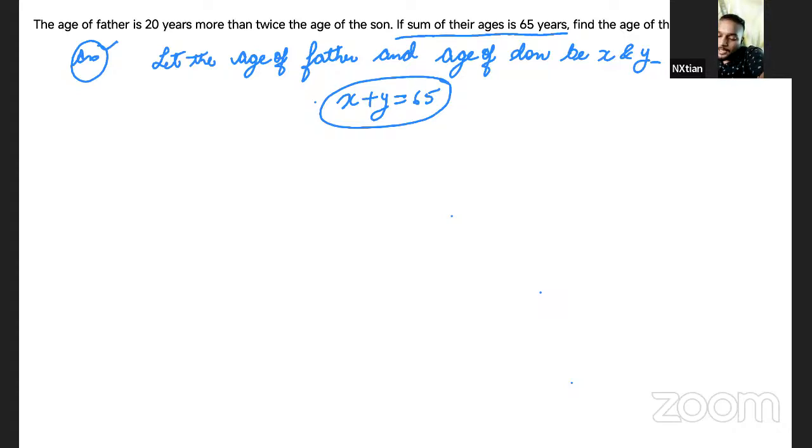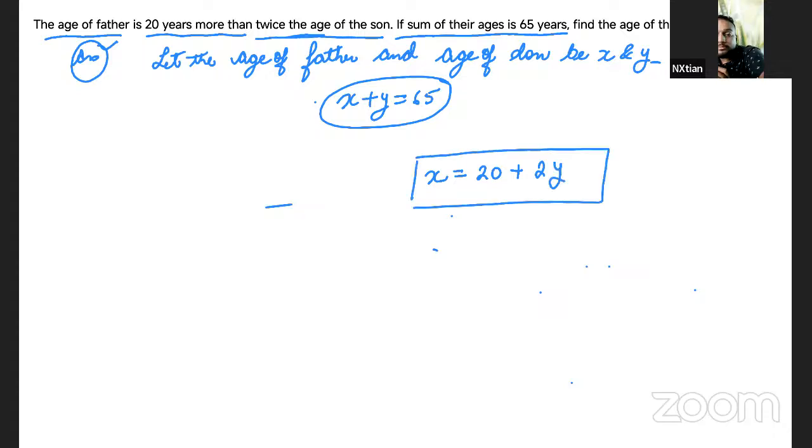Now it is given the age of father. What is age of father? Age of father is x. Age is equal to 20 years more than, which means 20 plus, twice the age of son. Twice means 2 multiplied by the age of son, which is y. I got the second equation. Did you get it, guys?